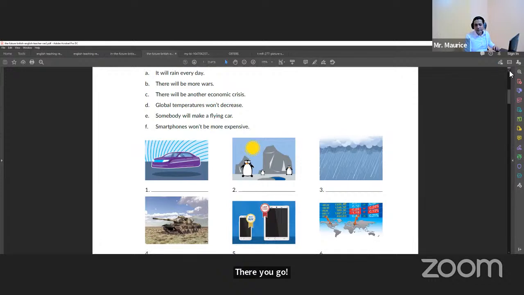Much better. Okay. So what we're going to do right now, I want you to match the picture from number 1 up to number 6 with the correct prediction. From the letter A up to the letter F, all these sentences are predictions for the future. And I want you to match them up, the prediction with the correct picture. For this activity, dear students, you will have 2 minutes. Do it, please. 2 minutes.